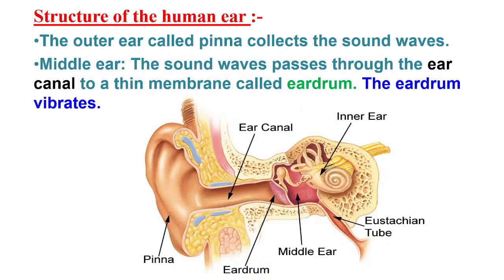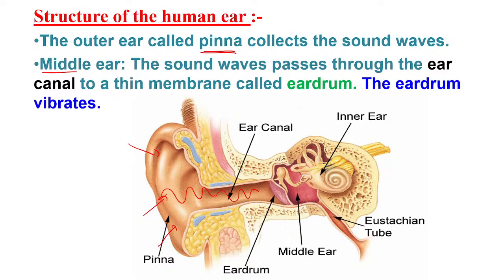What is the name of the outer ear? What is the another name for outer ear? It's called the pinna. So pinna is the outer ear which collects the sound wave. So the function of this pinna is to collect the sound wave. Then sound wave travels and passes into the middle ear. Okay, the sound wave passes through the ear canal. Okay, that is the middle ear.